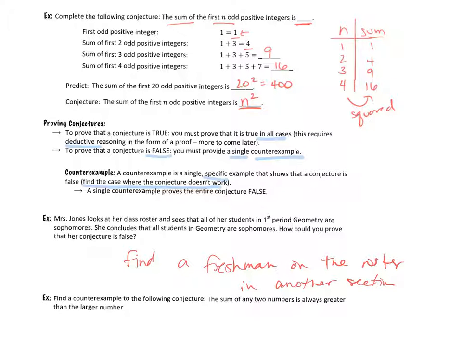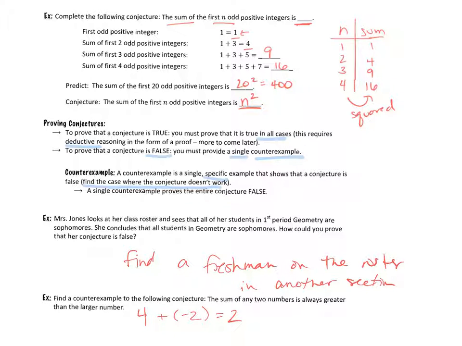Our next conjecture is the sum of any two numbers is always greater than the larger number. So this doesn't specify what kind of number I have to use. So let's see. What sort of number, when I add it, actually makes something smaller? Well, I can add a negative number. So let's pick 4, and then I'm going to add negative 2. So when I add those up, 4 plus a negative 2 is positive 2, which is not greater than the larger number, which is 4. So I now have a counterexample.